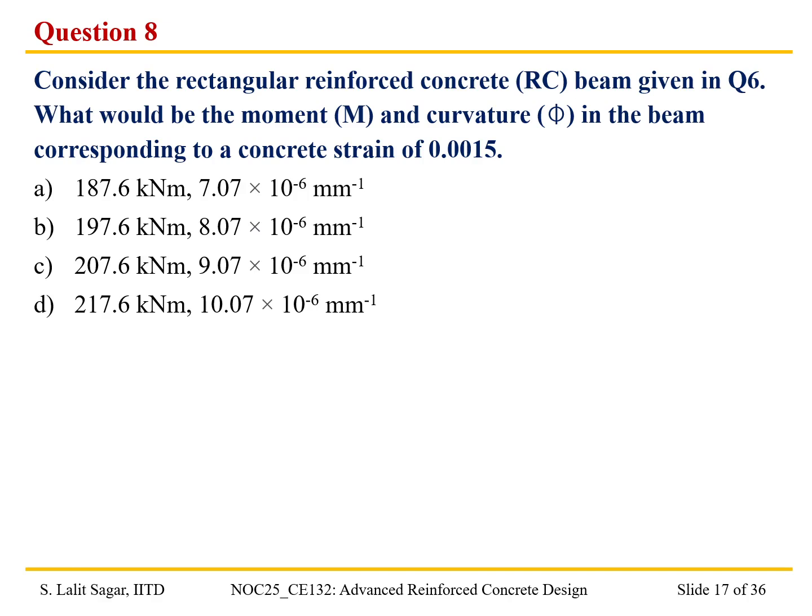So again, for the same RC beam considered in question 6, we need to determine the value of moment and the curvature corresponding to a concrete strain of 0.0015. Okay, so initially we determined for epsilon c, we need to determine the value of M and phi. So this is what we are doing presently.